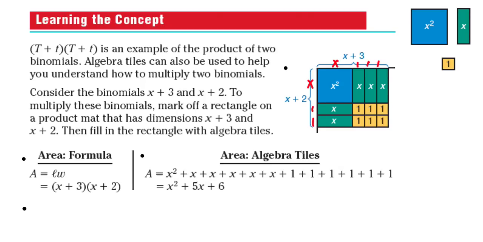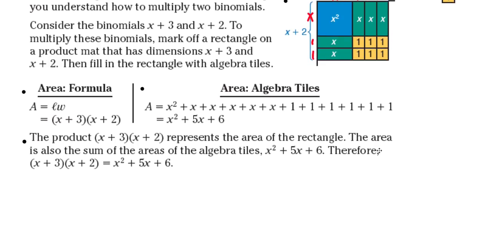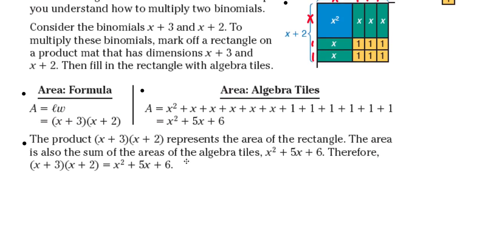Now how do we multiply the quantity x plus 3 times the quantity x plus 2 using the area formula? Remember that the area formula for a rectangle is length times width, and that's the reason why we multiply the quantity x plus 3 with the quantity x plus 2. If you look at this example, the product of x plus 3 and x plus 2 represents the area of a rectangle. We already know that. The area is also the sum of the areas of the algebra tiles, x squared plus 5x plus 6. Therefore, x plus 3 times x plus 2 equals x squared plus 5x plus 6.